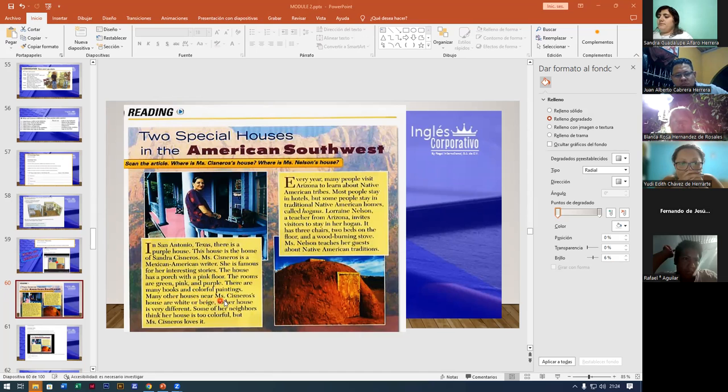Many other houses near Mrs. Cisneros' house are white or beige, so her house is very different. Some of her neighbors think her house is too colorful, but Mrs. Cisneros loves it. Now, tell me, where does Mrs. Cisneros live? In San Antonio, Texas.